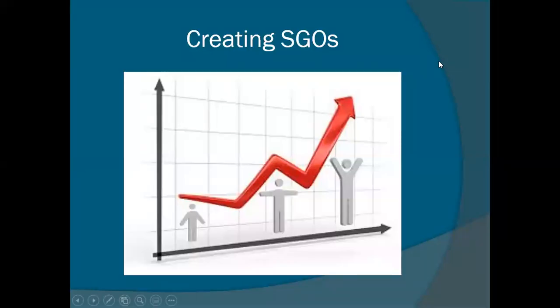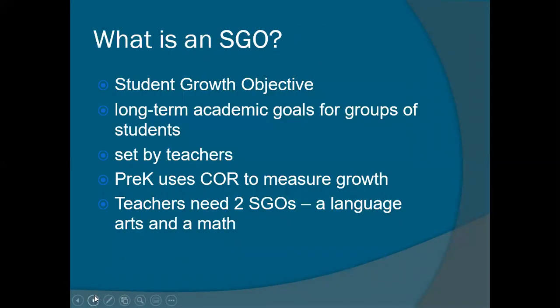Hi. Today we're going to talk a little bit about how to create SGOs. So we're going to start by talking about what exactly an SGO is. SGO stands for Student Growth Objective. They're essentially long-term academic goals for groups of students.